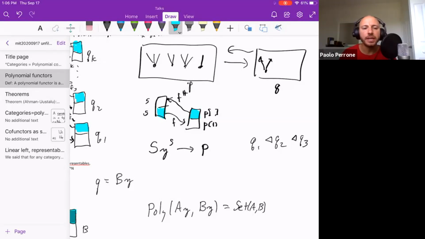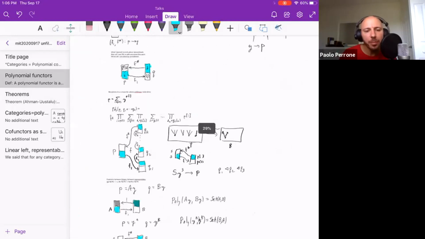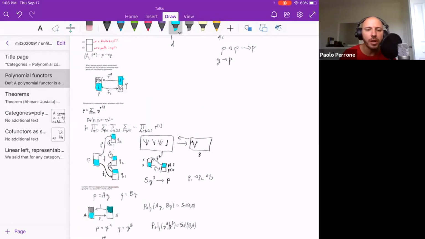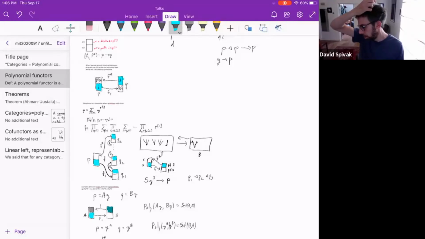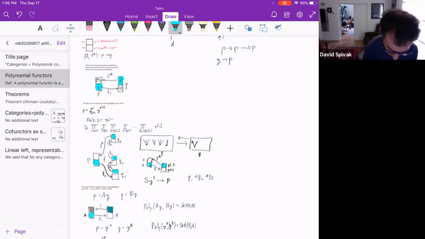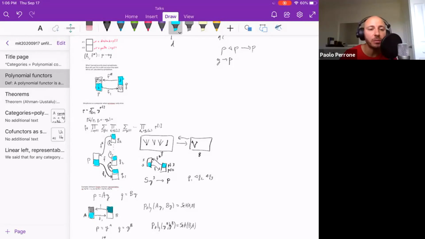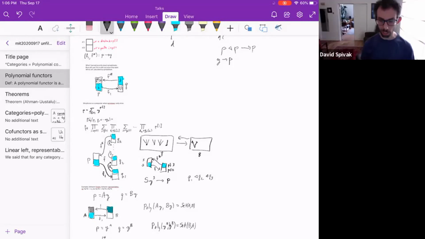Is this category of polynomials the opposite of the small coproduct completion of set? I would have, the opposite of the small coproduct completion of set. I don't know. One way to think about it. Sorry, they say small. It's opposite of the small product completion. That sounds more right.